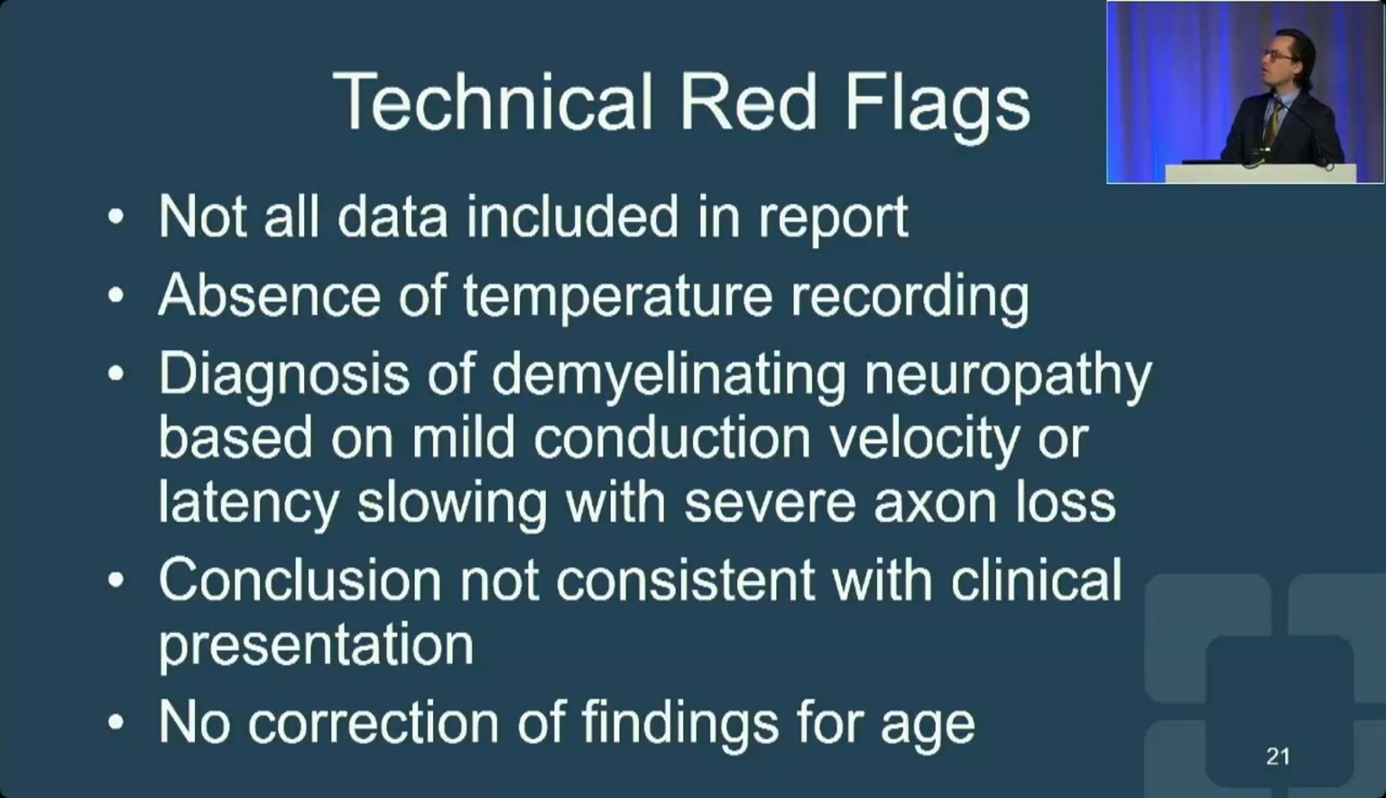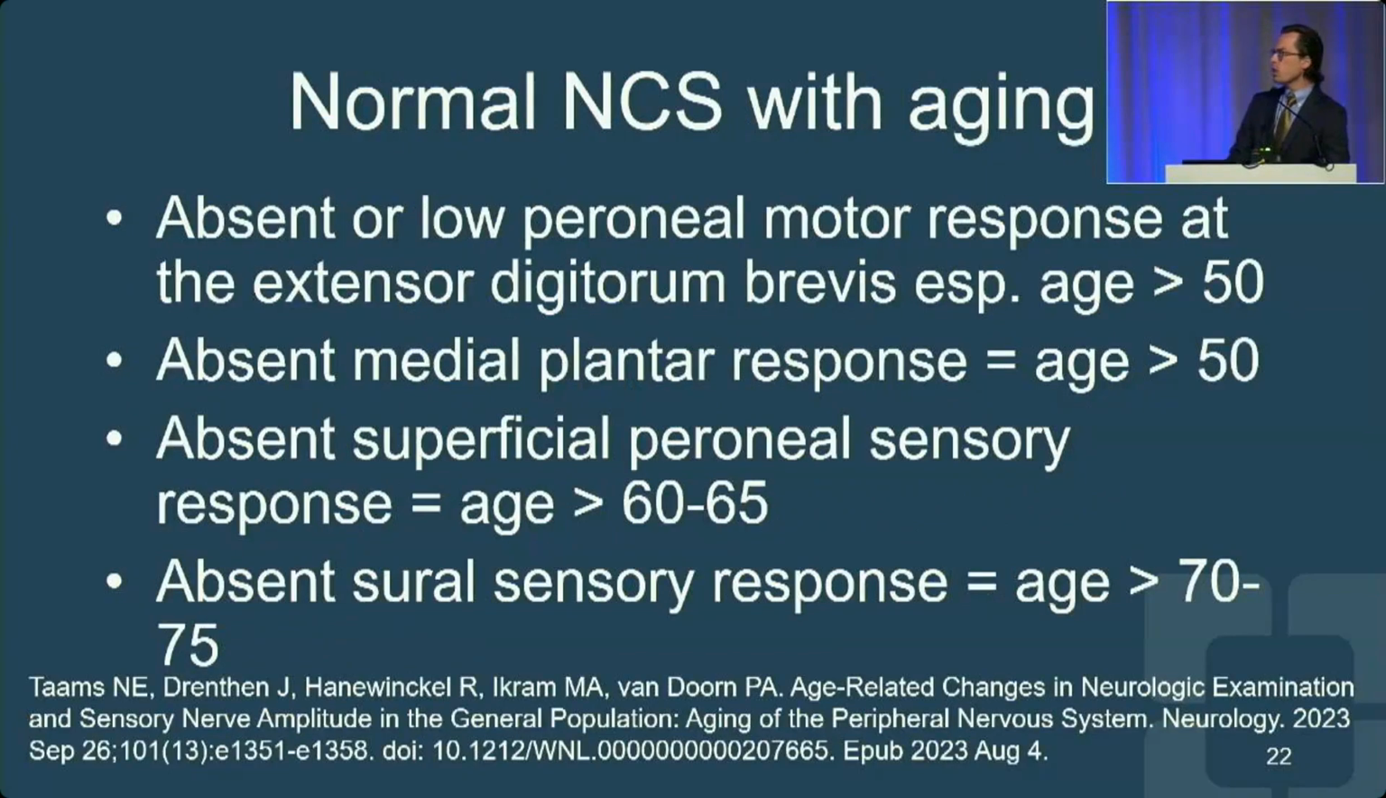The other red flag or kind of technical issue that I run into a lot is not correcting findings for age. So there are some very normal age-related changes that happen, especially with nerve conduction studies, and you have to take these into account when you're interpreting the data. So what are some of those changes?